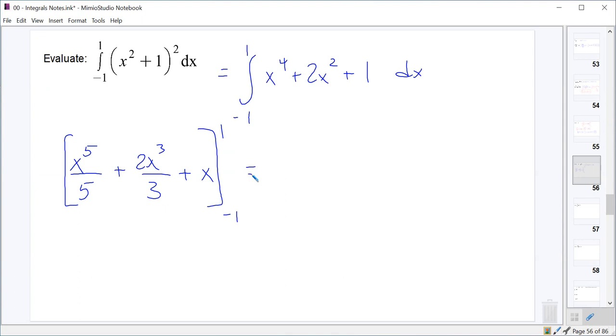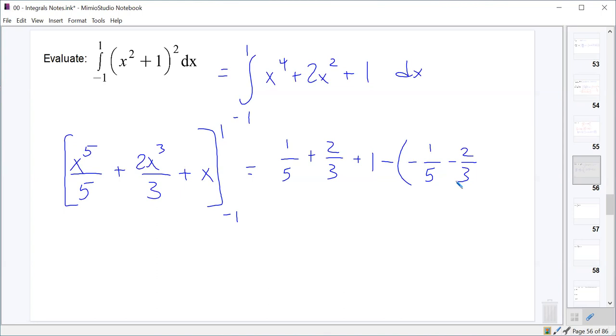So we'll plug that in. We end up with 1 to the 5th is just 1, right? So 1/5 plus 1 to the 3rd is just 1, so 2/3, plus 1. And then we're going to subtract from that whatever we get when we evaluate this at -1. -1 to the 5th is -1, so that's going to be -1/5. And then -1 cubed is also -1, so that's going to be -2/3.